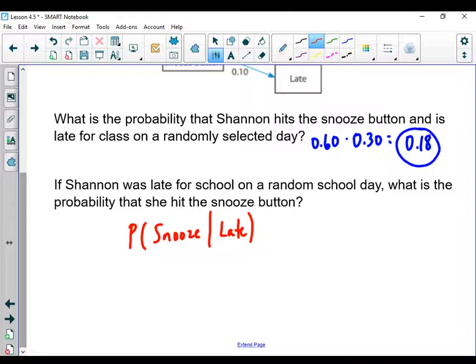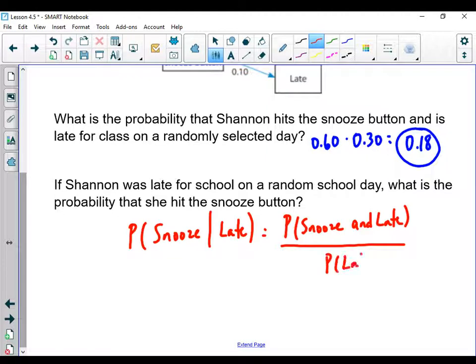Well, this is going back to a formula we talked about in the last section. In the last section, we said that when we have a conditional probability, we're going to look at the probability of doing both divided by the probability of the given fact. So let's start with the first one, the probability of hitting snooze and being late. Well, that's what we just answered here. We just said that the probability she hits the snooze and is late is going to be 0.18.